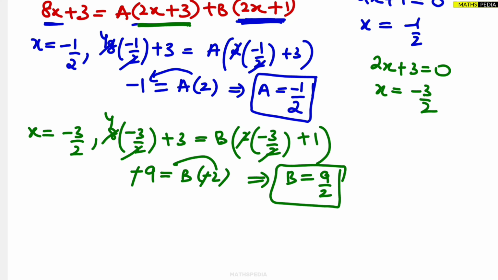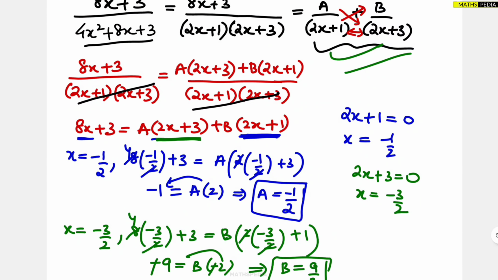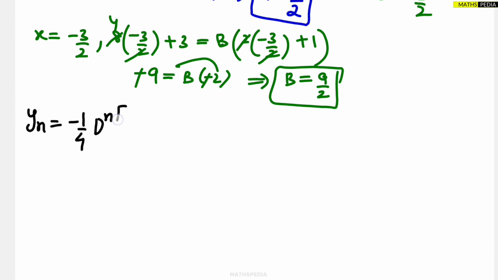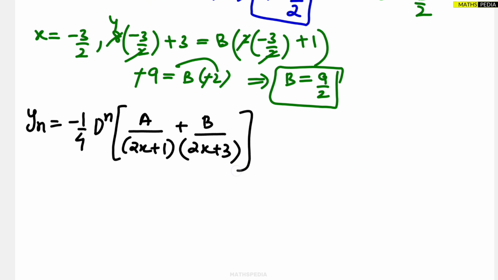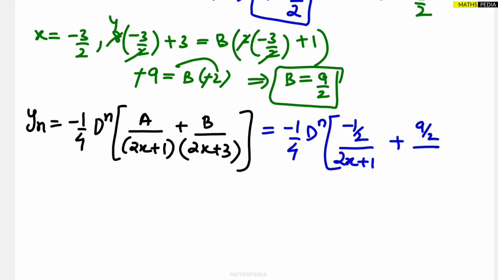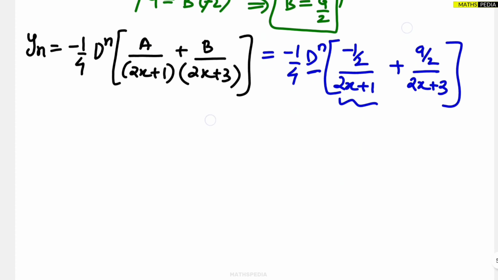Now we have to substitute it back into the question itself, right? So I'll substitute here. What will happen: minus 1 by 4 into dn, which is nothing but the nth derivative, of a value we are having minus 1 by 2 divided by 2x plus 1 plus b value I am having 9 by 2 divided by 2x plus 3, right? This is the answer. Now we have to find the nth derivative. Each function has to be taken. Now which formula we are applying? I'll just simplify this particular thing.